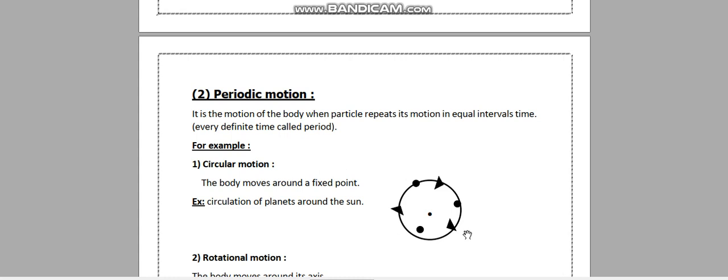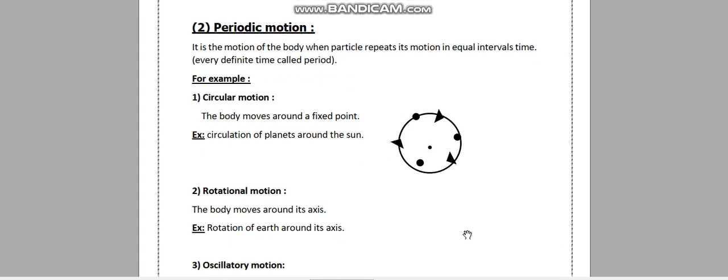For example, the first periodic motion we can say is circular motion, when the body moves around a fixed point, like the moon when it rotates around the earth. We say the moon is in a circular motion, and it's a periodic motion. When we look at the earth rotating around the sun, we say that the earth is in a circular motion and a periodic motion. That is the first example of the periodic motion.